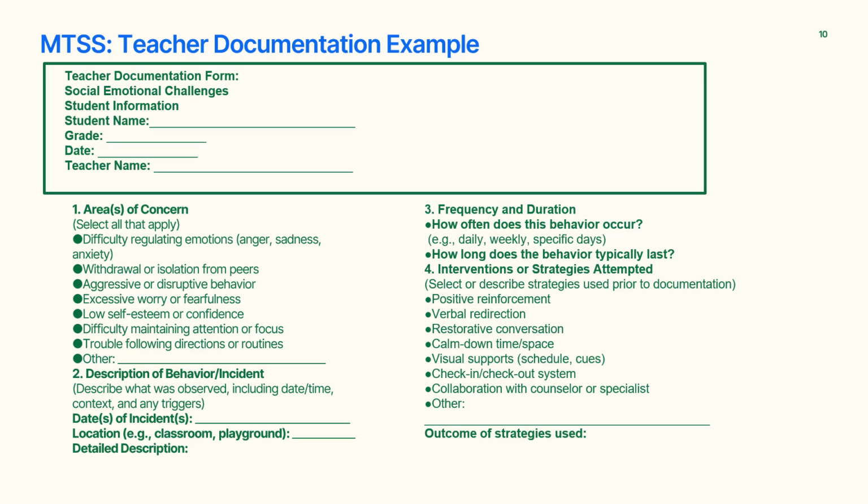Finally, you're going to look at the frequency and the duration of the behaviors, daily, weekly, on specific days. Is it on Mondays, Fridays before the weekend, etc.? So this would be part of the form. And then how long does the behavior typically last?